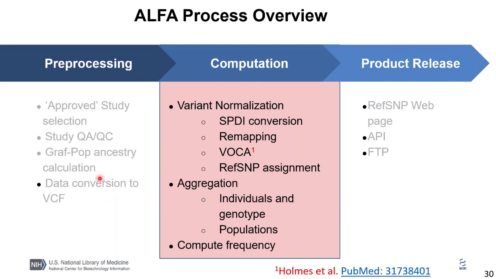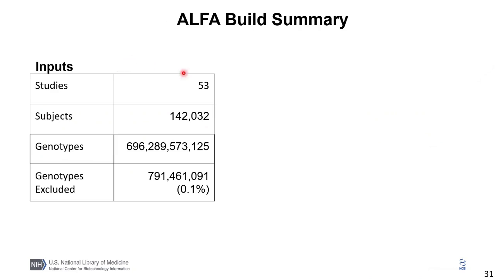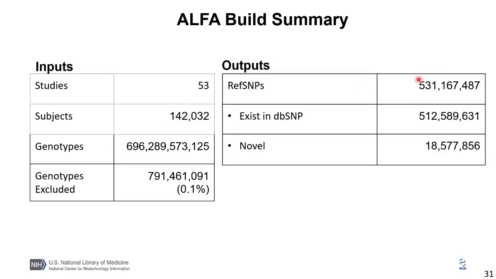So once we've done all the QC, like I mentioned before, we take all the data in the different formats and convert them to the standard input format. And that's just essentially going to, again, the dbSNP build pipeline, where they get normalized and then assigned RS numbers, either novel, or assigned to an existing RS number, and then distributed to the normal product pipeline. This is a build summary we did recently of about 50 studies from dbGaP that have been approved for open access, and this comprises over 140,000 subjects and over 500 billion genotypes, normalized or aggregated to almost 500 million RefSNP.